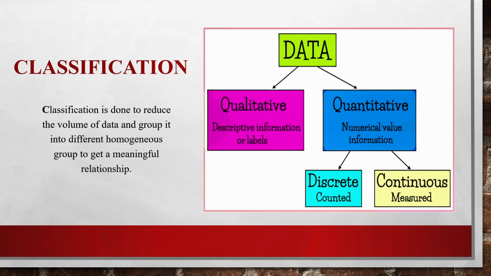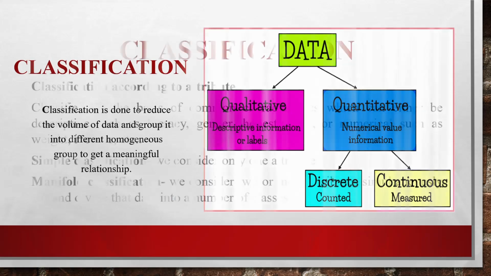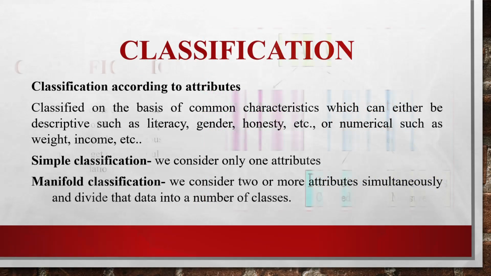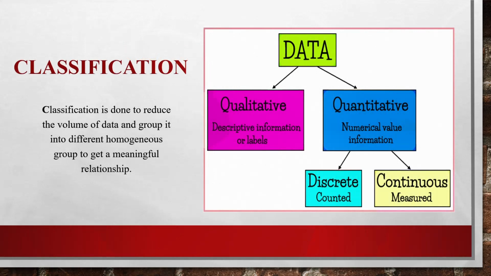While collecting, the data will be in different forms and different types. So these data are arranged or classified into homogeneous groups to form a meaningful relationship. The classification can be divided into different types, that is qualitative, quantitative, discrete and continuous. Qualitative means on the basis of qualitative information or labels, for example taste, preference, etc. Quantitative can be represented in numerical form, discrete can be counted, and continuous is like continuous scales, that is class in degrees.